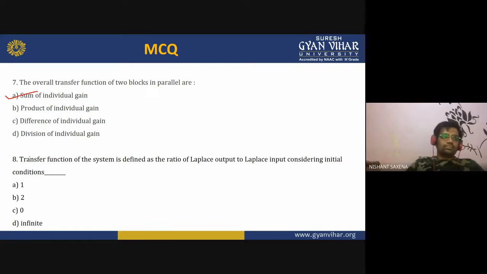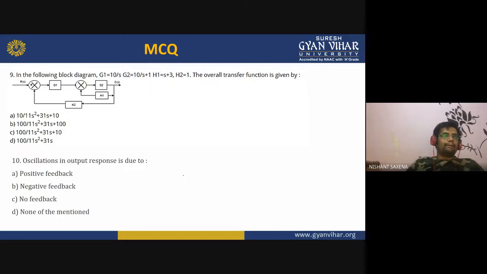Now the eighth question is that the transfer function of the system is defined as the ratio of the Laplace output to the Laplace input considering the initial conditions. That is Cs upon Rs. What are the initial conditions? You have to identify. Think about it. We'll discuss it later.